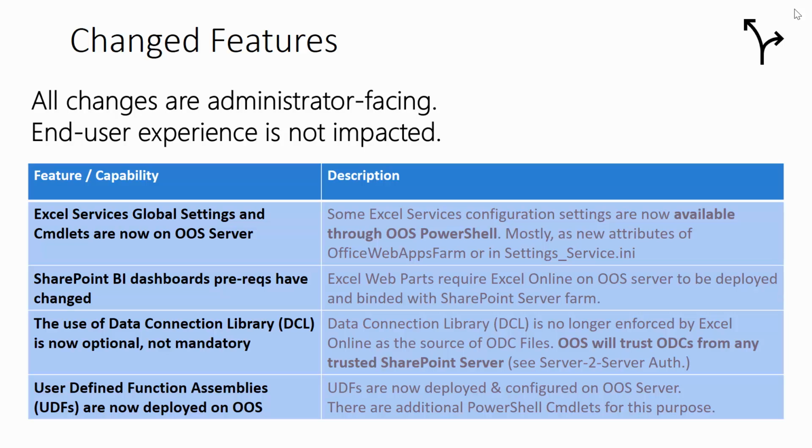User-defined function assemblies used to be deployed, so the DLLs used to be deployed on the SharePoint box, and they were run by the Excel services. Now that these capabilities have moved to the Office Online Server, the same user-defined function assemblies, the same DLLs, should be deployed on the Office Online Server. And there are additional PowerShell commandlets on this server for this purpose.